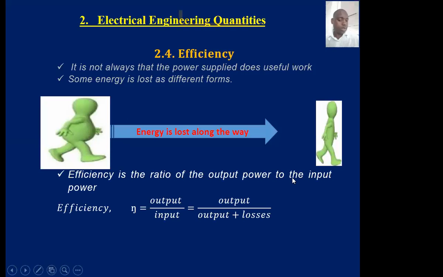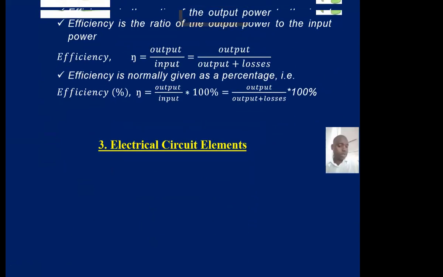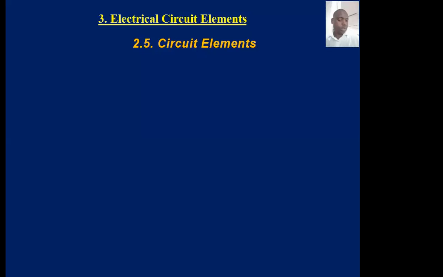In other words, efficiency is the ratio of the output to the input, which is given as eta, that is, output over input. And sometimes, since you know that input is output plus losses, you can also say efficiency is output over output plus losses. Efficiency is given as a percentage, so you multiply by 100%. Remember, 100% is equal to 1, because percent means per 100. So they are just trying to put it in percentage units.